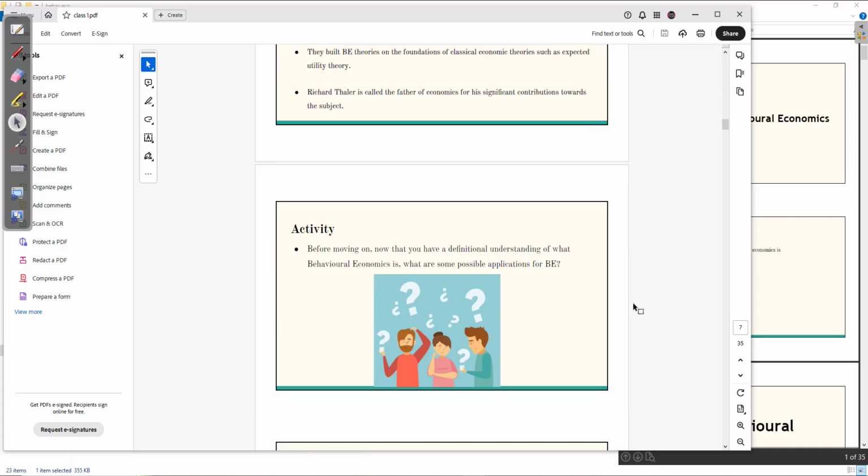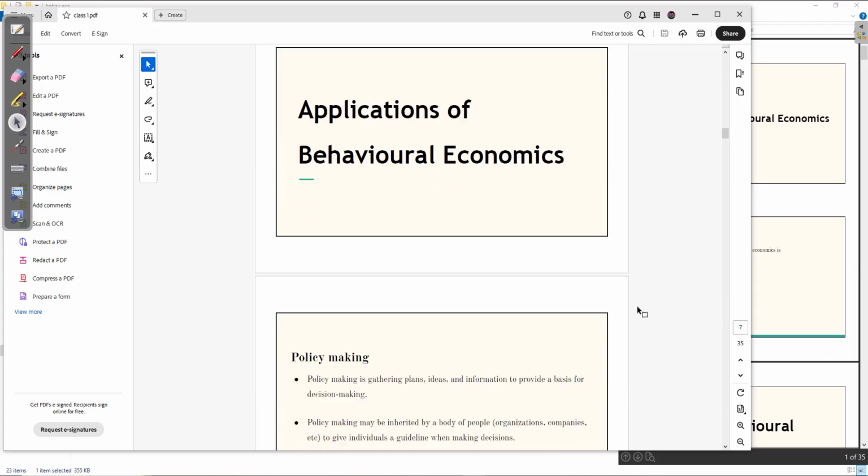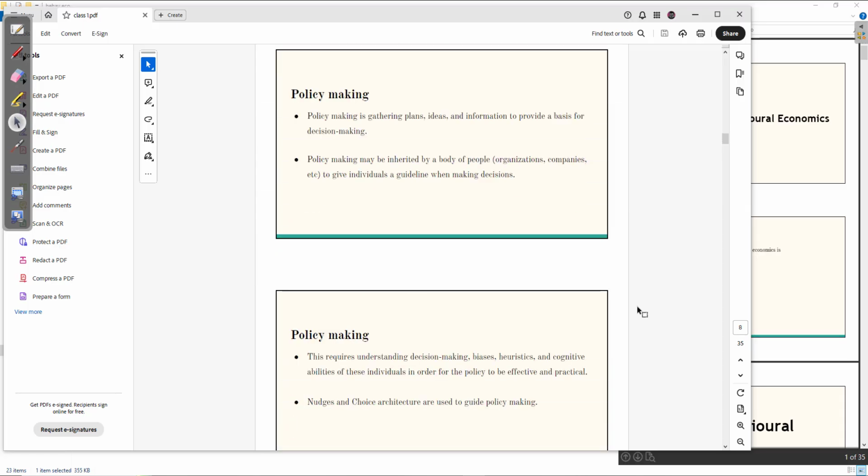So we can just skip these things and come to the application of behavioral economics. What are the applications of behavioral economics? First is policy making. Policy making is gathering plans, ideas, and information to provide a basis for decision making. Policy making may be inherited by a body of people to give individuals a guideline when making some decisions. That's what policy making is about.